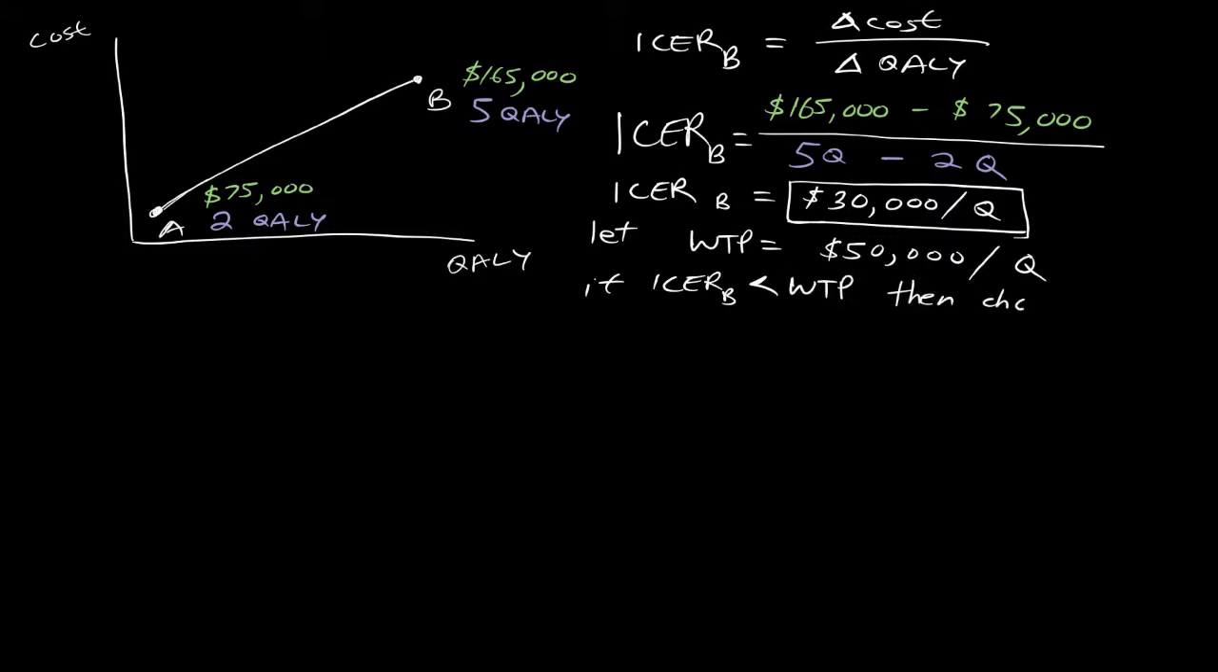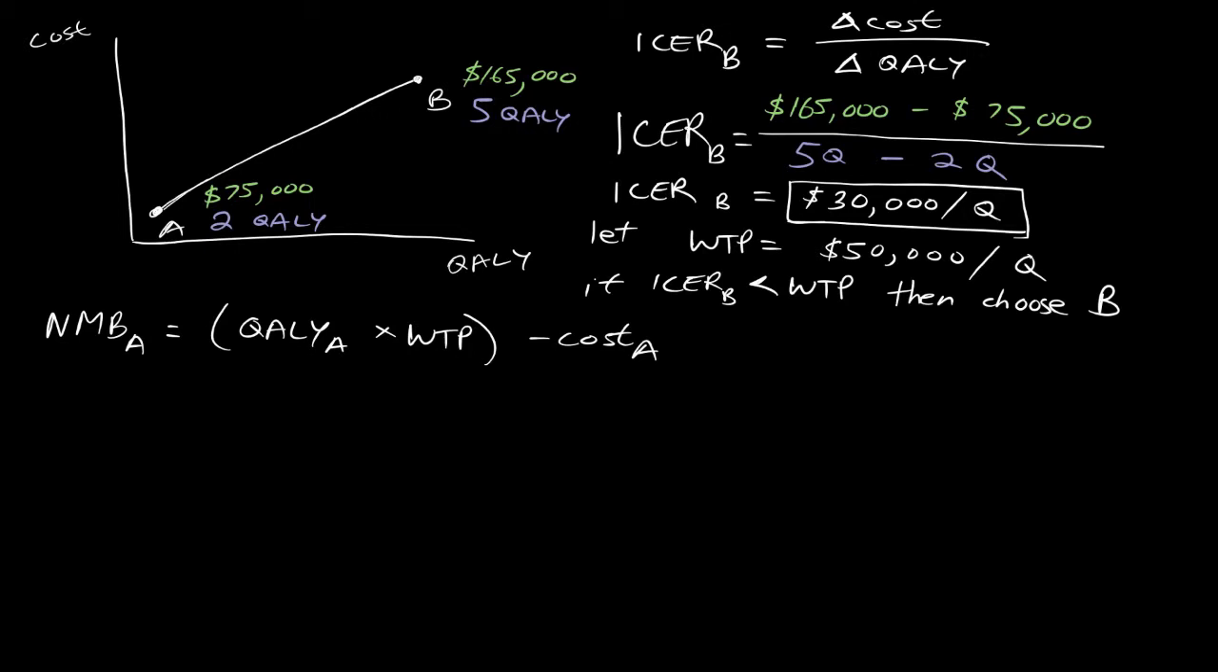And now the main decision rule is that if the ICER of B is less than willingness to pay, we choose B. So in this case, that's true, right? The ICER of B is $30,000 per quality. That's less than the willingness to pay, which is $50,000 per quality. 30,000 is less than 50,000, so we're going to choose B. So we'll scale up the supply curve and choose drug B because drug B is cost effective compared to drug A. The additional cost of drug B is worth it given that additional effectiveness, those additional quality adjusted life years we get for drug B.